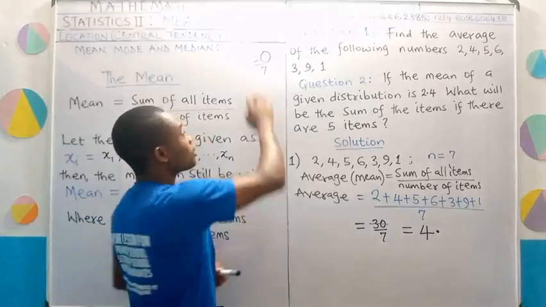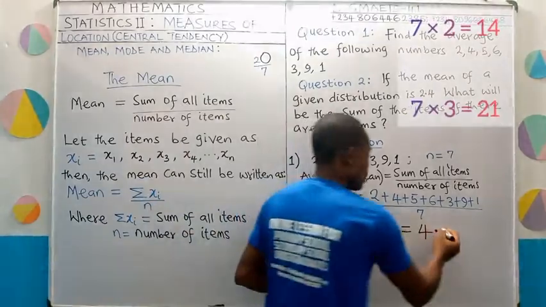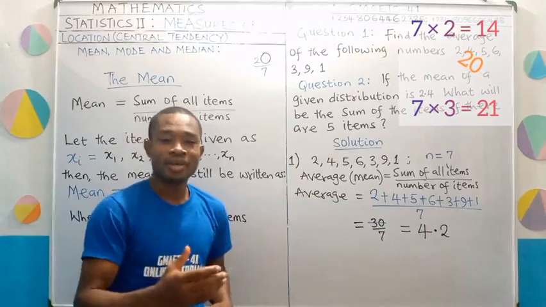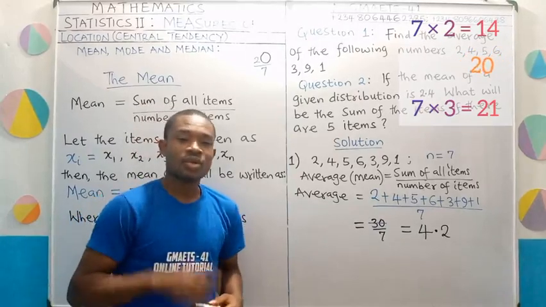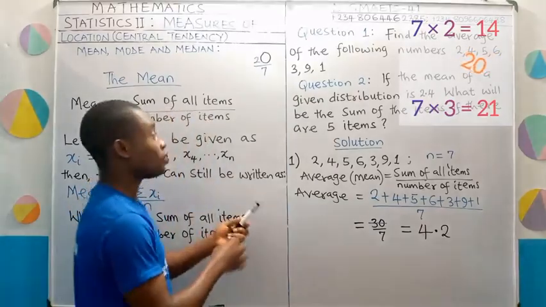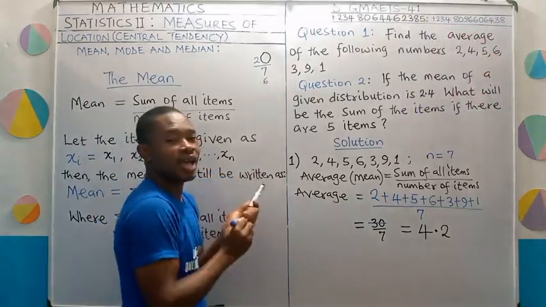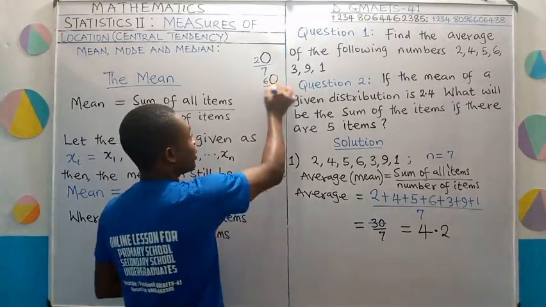So how many times will 7 go into 20? 7 will go into 20 2 times. That 2 will give you 14, because 7 times 2 is 14. The remainder will still be 6. What do you do to the remainder? Watch again. You attach 0 to that remainder. The remainder is 6, we said. Attach 0 to it, and then divide it by 7 again.